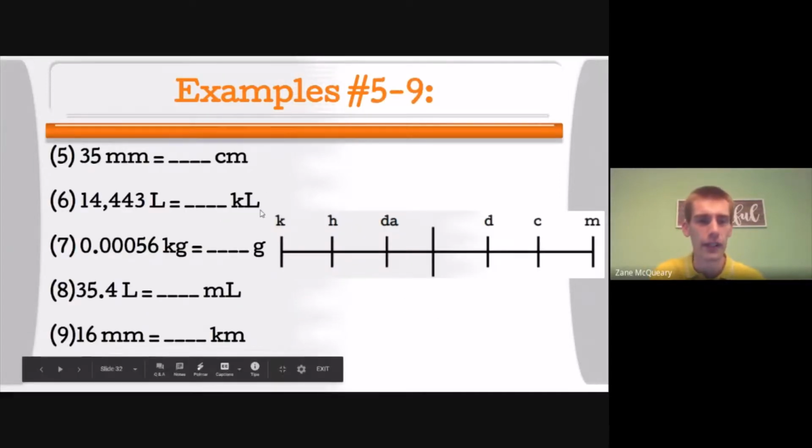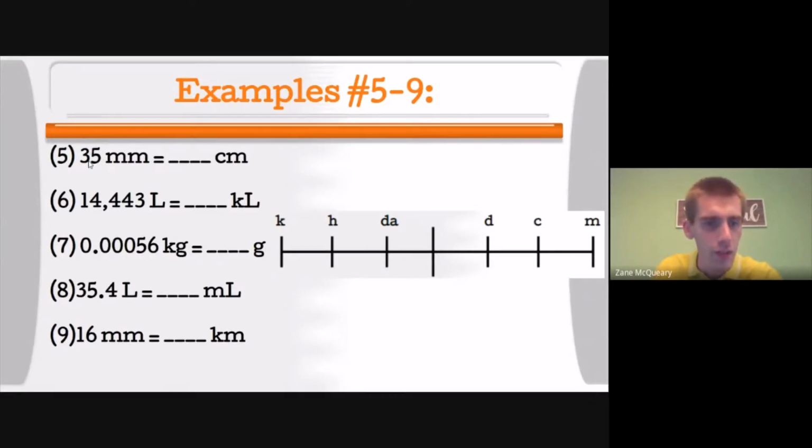Okay, let's do this real quick here. Millimeters to centimeters, pretty easy one. One jump to the left, right? With this guy, one jump to the left. 3.5, good for us. Liters to kiloliters. 1, 2, 3 jumps to the left. Look at that. Not too bad, right?